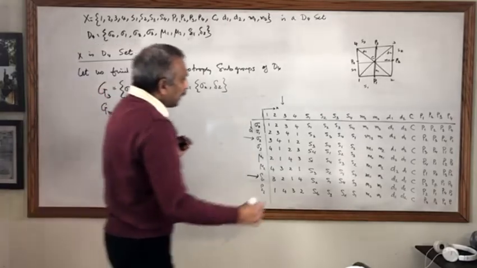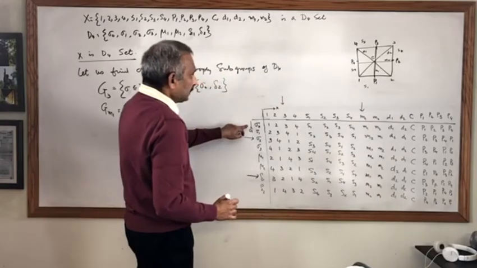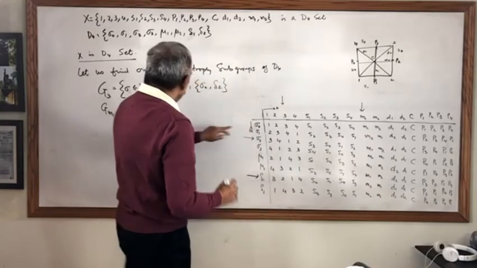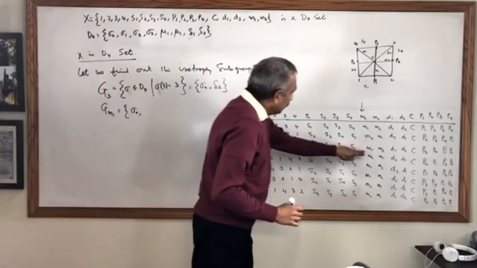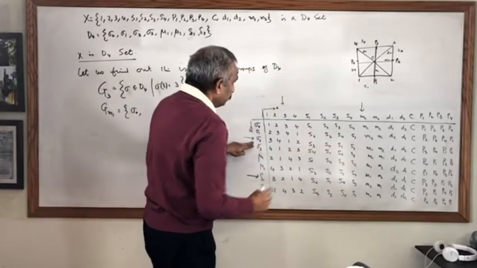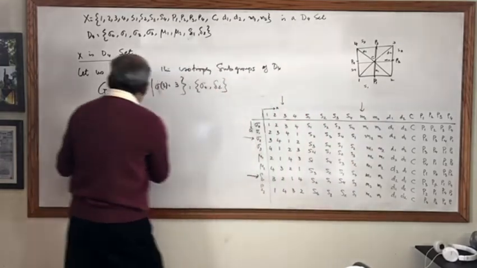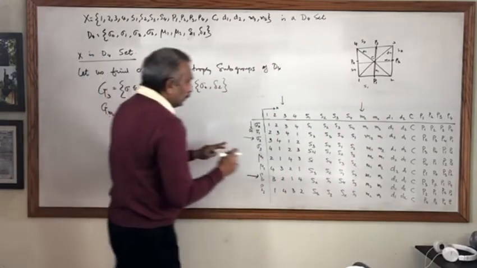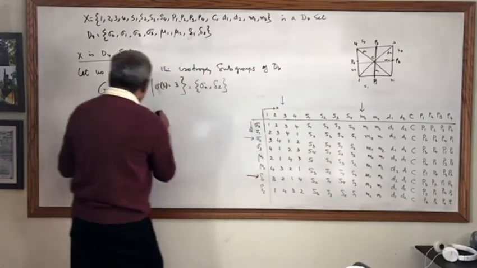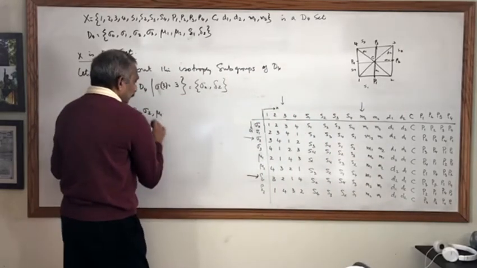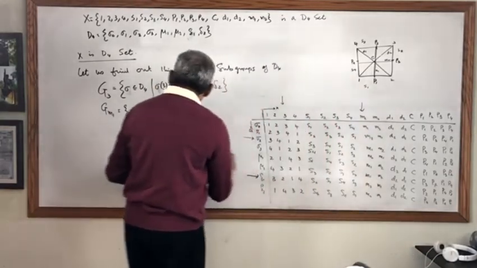Now I will take another one, G of M1. If you take M1, the ones which retain M1 are definitely sigma 0, then sigma 2, then mu 1, then mu 2.